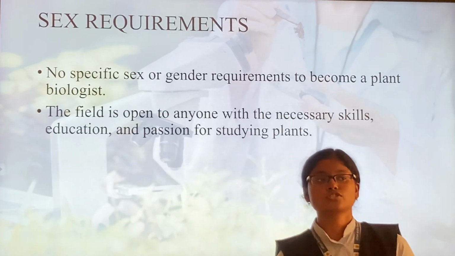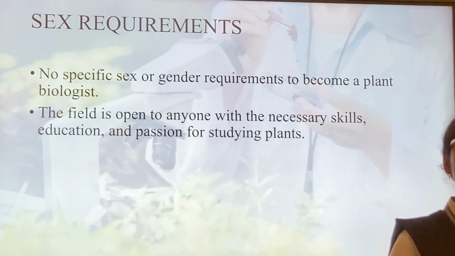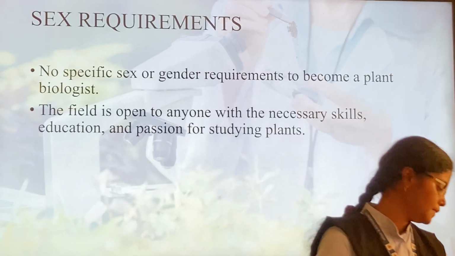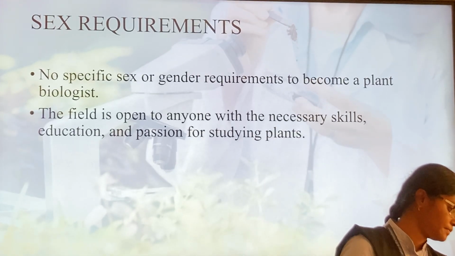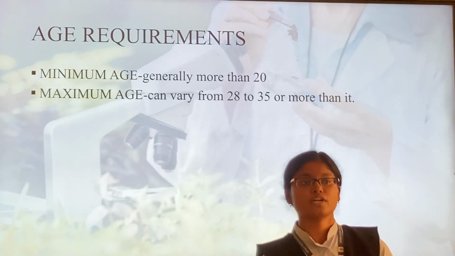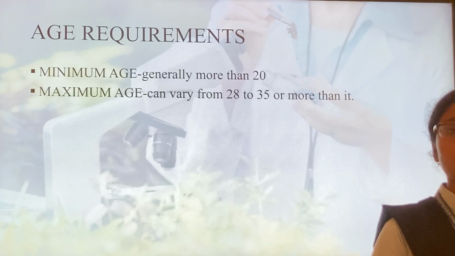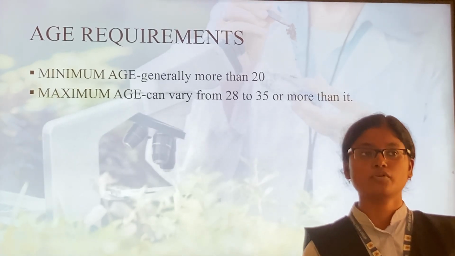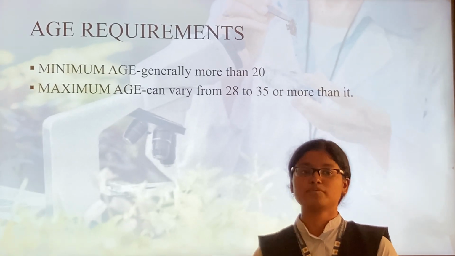Sex requirement: there is no sex requirement. Female, male, anyone who has passion in this field can proceed for this job opportunity. Age requirement: the minimum age at which you can get a job or work as a plant biologist is 20 years, and maximum you can go for 28 to 35 after your PhD.